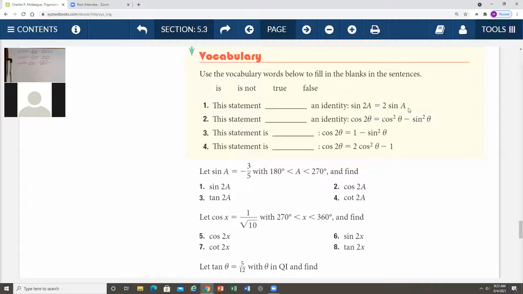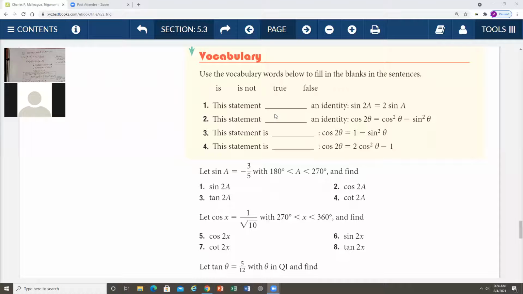No, that's false, right? Because what we've seen here is that the sine of 2 times an angle is equal to 2 times the sine of that angle times the cosine of that angle. This is a valid identity, so that's false. So problem number 1 in your textbook on page 269 is false. So this statement is not a valid identity here, okay?